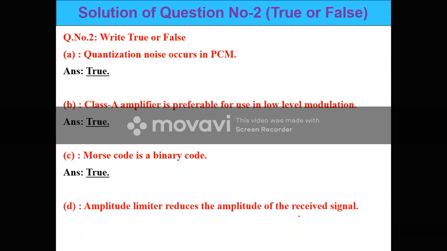Next is amplitude limiter reduces the amplitude of the received signal. So this statement is false because amplitude limiter is used to keep constant the amplitude of the received signals, not to reduce it. Amplitude limiter is used to make constant the amplitude of the received signal, not reduce. So it is a false statement.